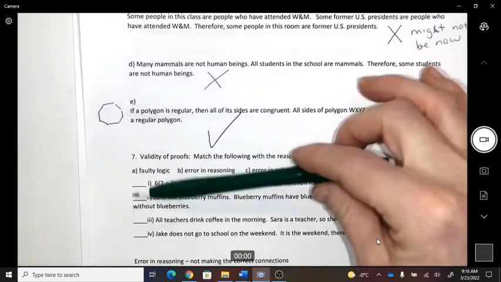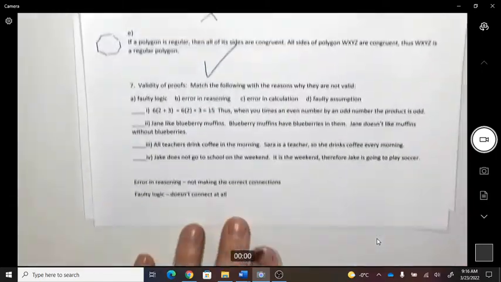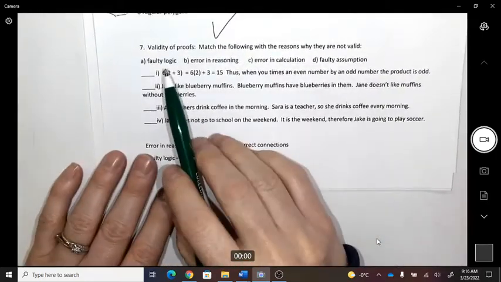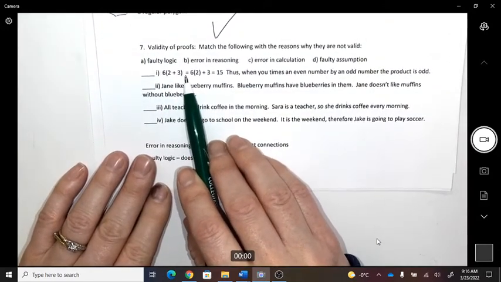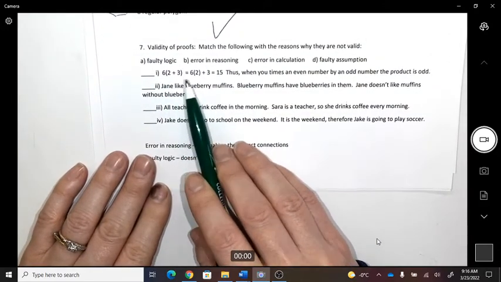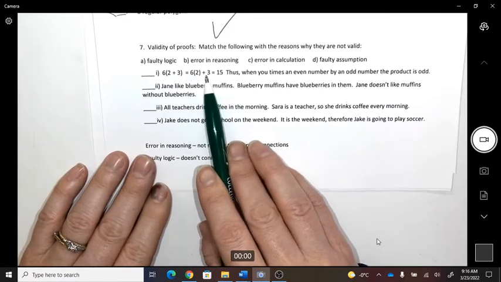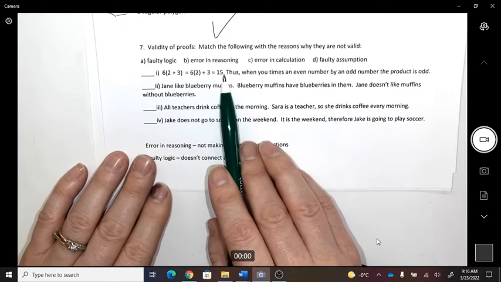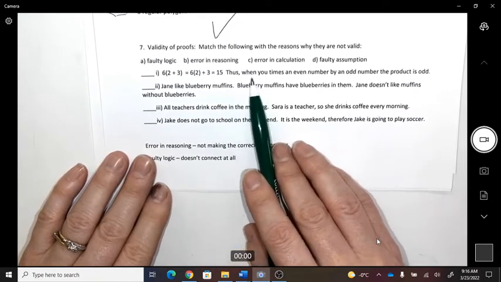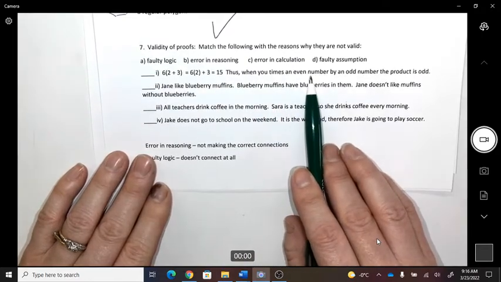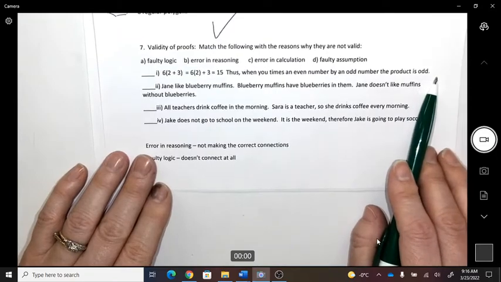Okay, we're going to match these four with why they aren't valid. 6 times 2 plus 3 equals 6 times 2 plus 3. Therefore, it equals 15. So therefore, when you've been timesing an even number by an odd number, the product is odd.